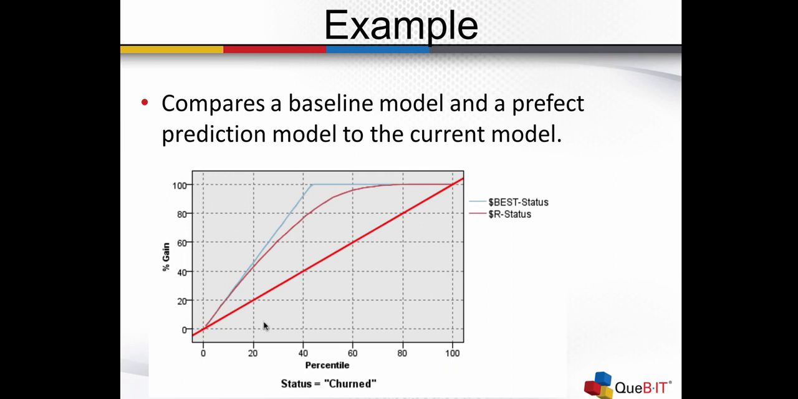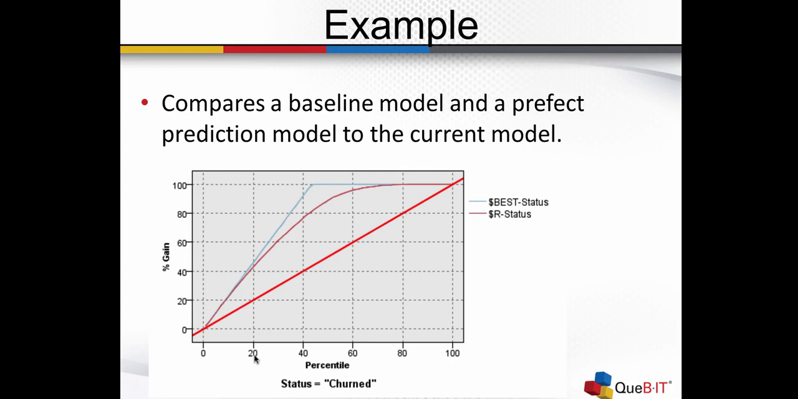Whereas if we look at the perfect prediction model, as we've gone through the first 20% of the data, we've already correctly identified more than 40% of those customers that have churned. As we've gone through about 42% of the data, we have correctly identified 100% of the customers that have churned. And at that point, the model just flattens out.